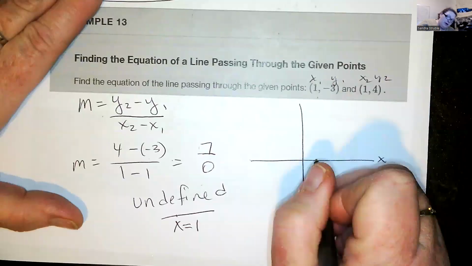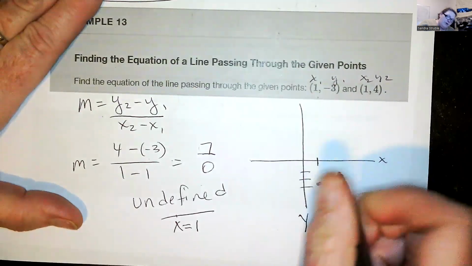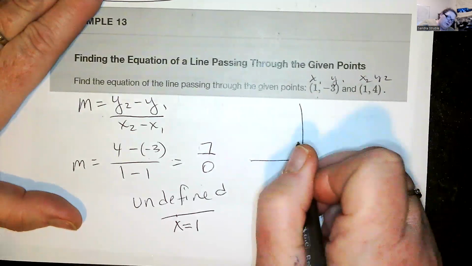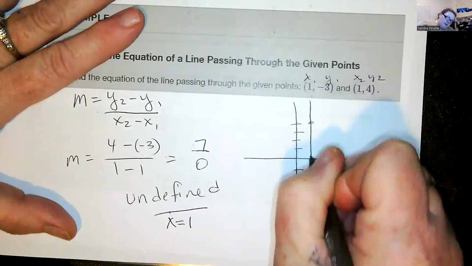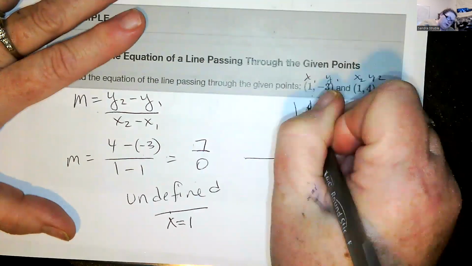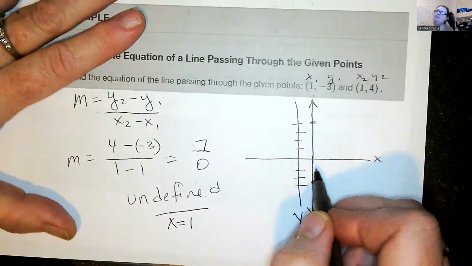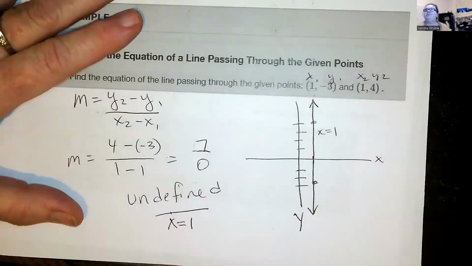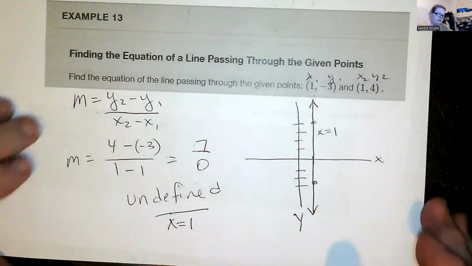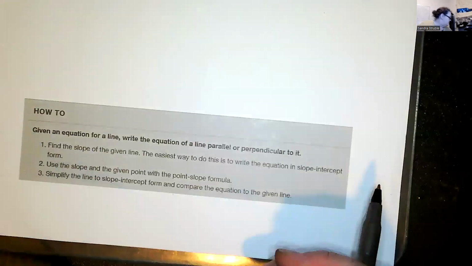Because we have a point at 1, -3. We have a point at 1, 4. This is going to be a vertical line that continues on and on. And the equation for this line, if you name your baby, is x equals 1. Okay, that's all it is. It's just a vertical line. All right, I'm gonna have to go back and do that one in class. That's a fun one. All right.